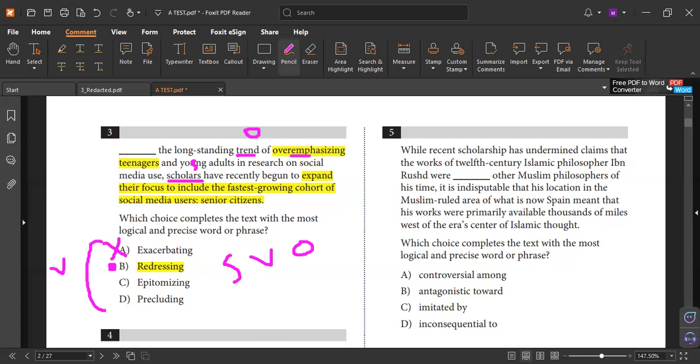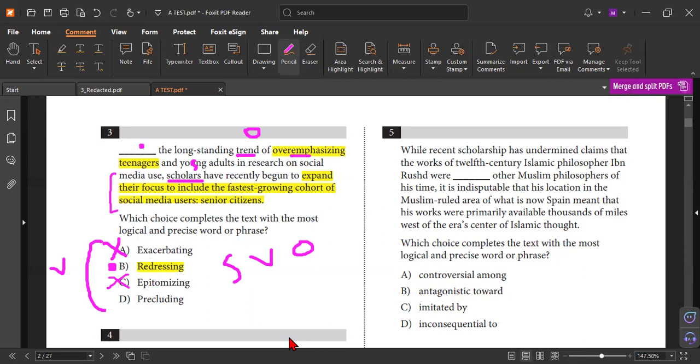But why not C? Because the content does not make sense. Why? Because epitomize comes from the word epitome. Epitome means to give an example to make something understandable. Okay, but this is not an example for this point. So it is not, because there is no evidence in the text.